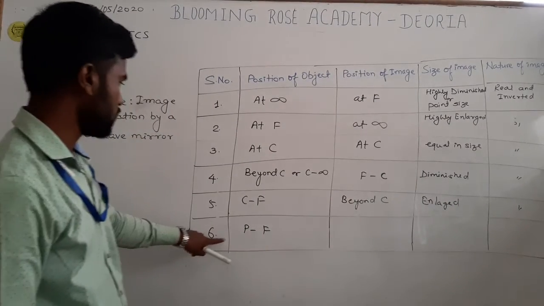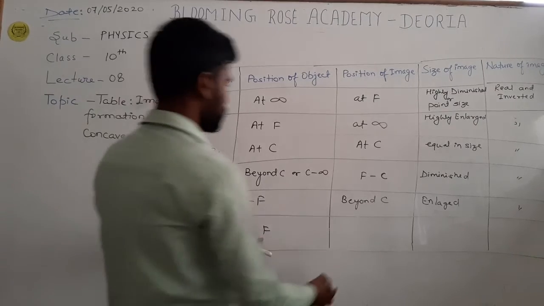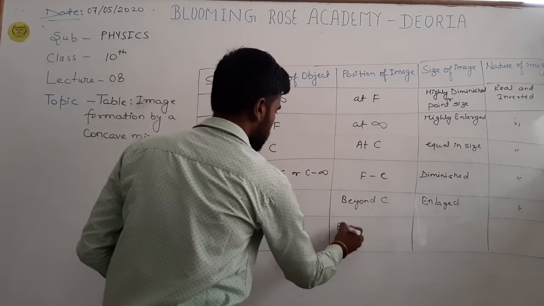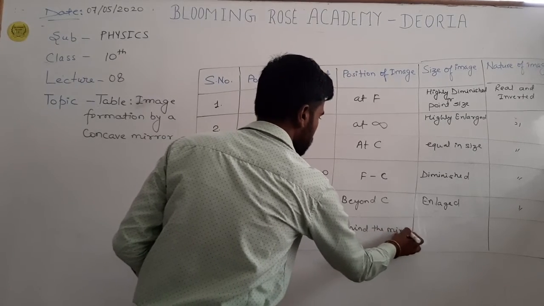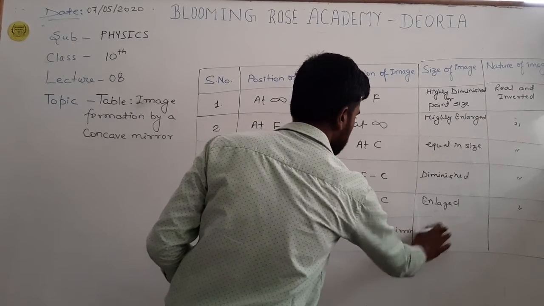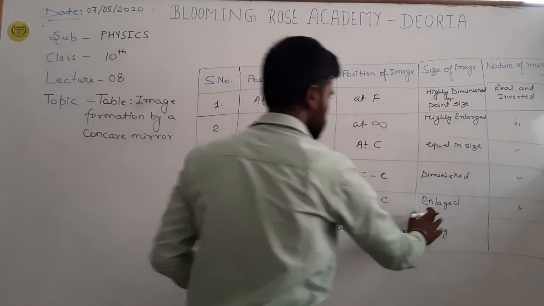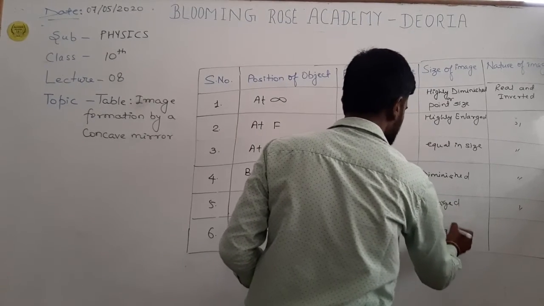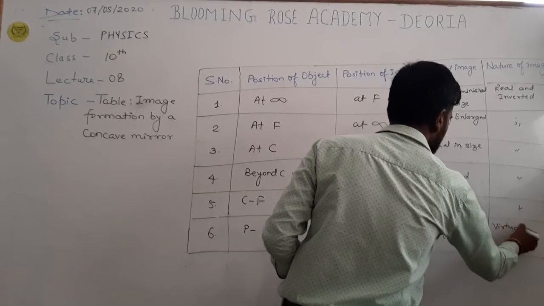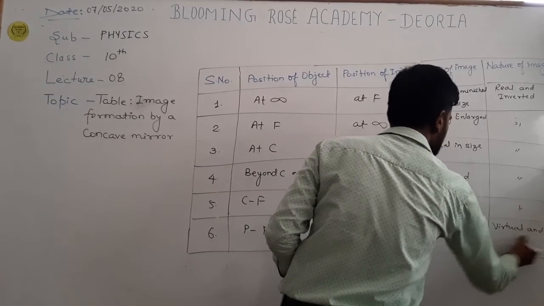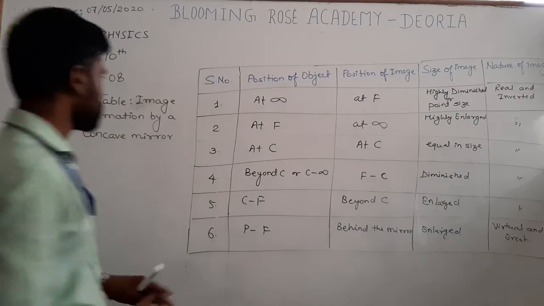Only in this condition 6, when we put the object between P and F, we get the image behind the mirror. The size is enlarged, but the nature is virtual and erect. It is the only condition for a concave mirror in which the image is virtual and erect.